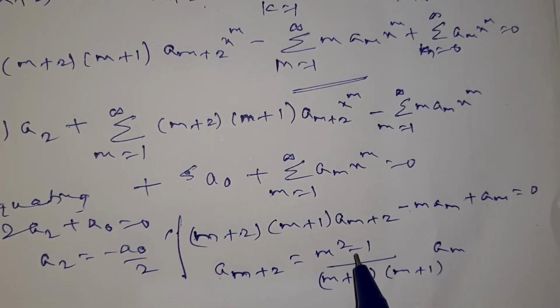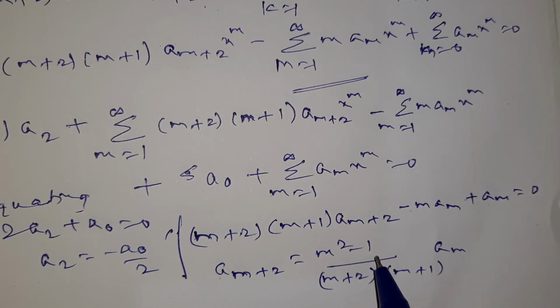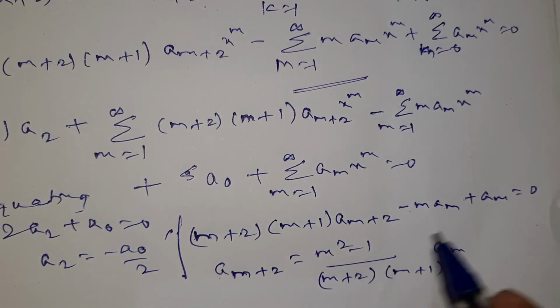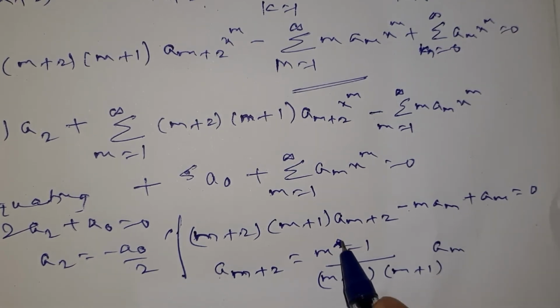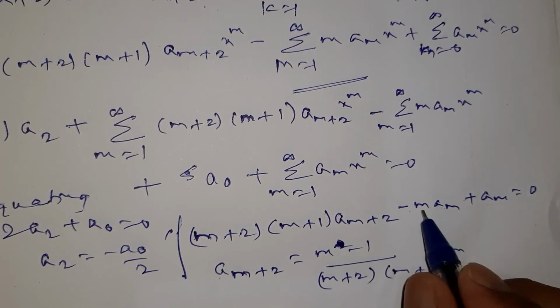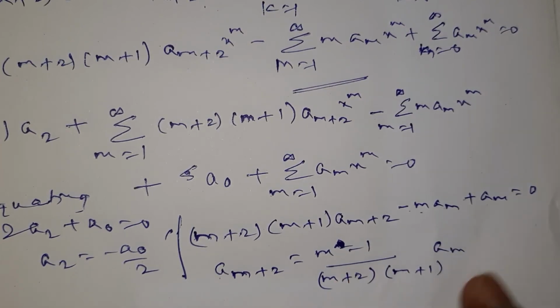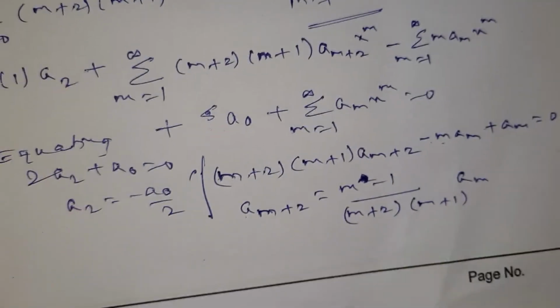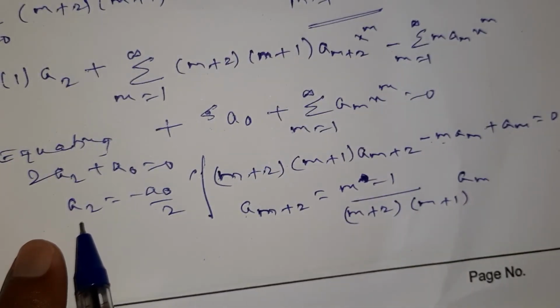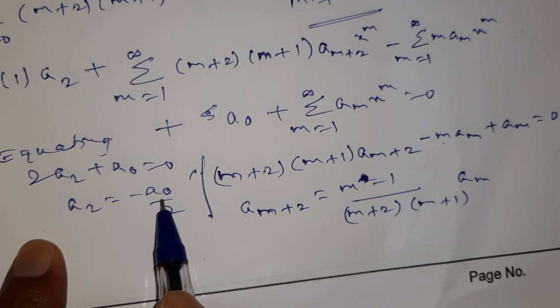Right? But what is value of m square minus 1? Value of m square minus 1 is m minus 1 into, sorry, just a minute. It is not m square minus 1. It is simply m minus 1. It is m minus 1. Here m is there. Okay? M minus 1, m plus 2 upon m plus 1. Right? Now put here. I get a2 in terms of a0.